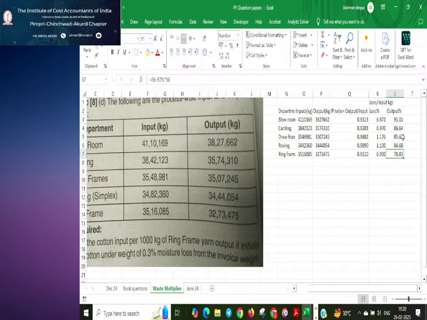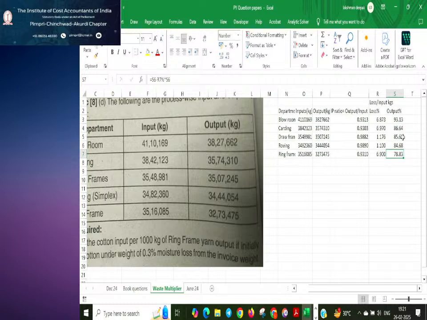So at last, if you have put 100 kgs here, how much is it fetching? 78.83, because this is calculated in percentages. So if it is 100 kgs, then 78.83 kgs will be your final product. Are you able to understand?